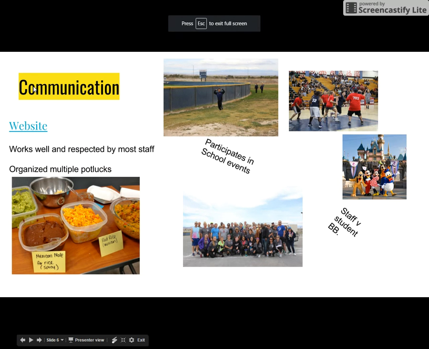Also, communication, I think, is just being seen, making yourself available. So there I am at the 5K run, and I am playing basketball. But even grad night, and last year, this wasn't this year. Last year, I organized multiple potlucks so that we could just communicate and be in groups together. I think I'm pretty well respected. And then another way of communicating, even though it's more of a one-way communication, is through the website I made.